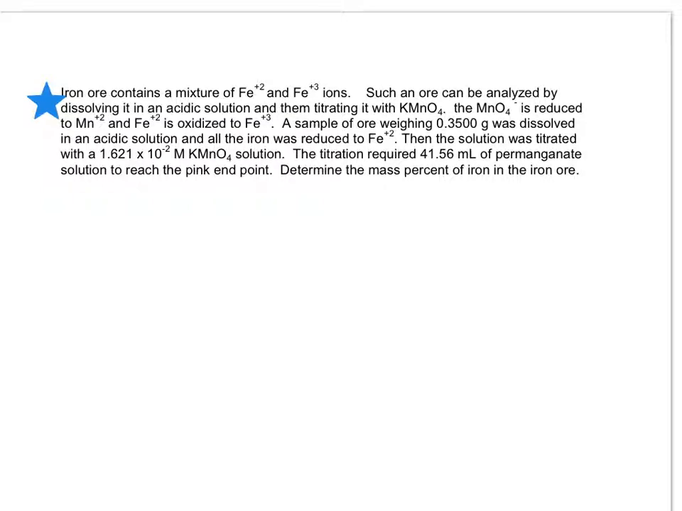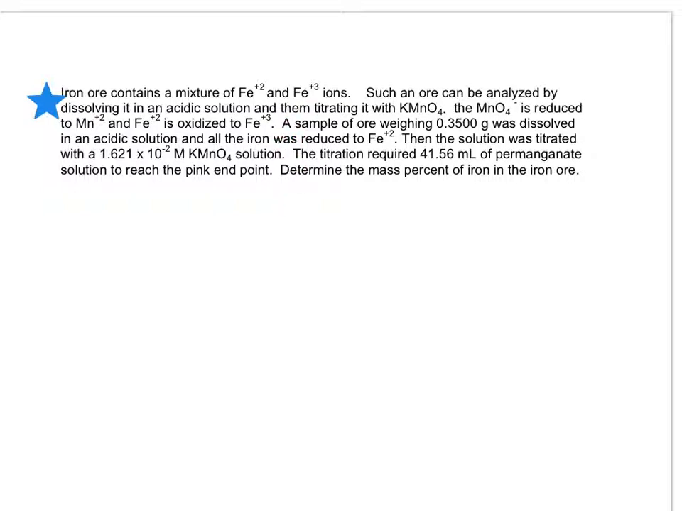So we have an iron ore. An ore usually means that it's a mixture of things. It has usually metal oxides and other things in it, and other impurities as well. So we have this iron ore that has a mixture of iron 2 and iron 3 ions, and because it's an ore, it has other things as well. So it's not just Fe2+ and Fe3+, and obviously those ions would be bonded to something else as well. So we're given this ore.